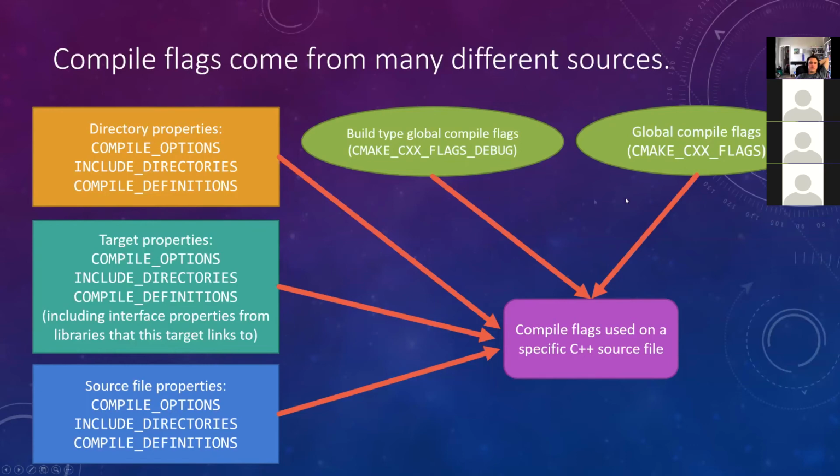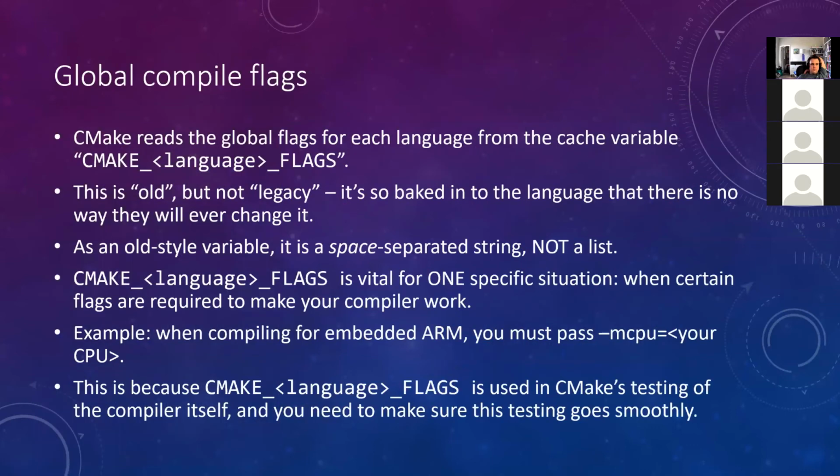We also have our compile flags. There are two global variables, CMAKE_CXX_FLAGS and CMAKE_CXX_FLAGS_DEBUG, for example, that are also a place where compile flags come from. We haven't talked about these yet because they're cache variables, but now we can talk about them because you know cache variables, right? So the global compile flags are read from the cache variable called CMAKE_<LANG>_FLAGS, where language would be C, CXX, Fortran, CUDA, C#, all the languages that CMake supports. The variable is named based on that.